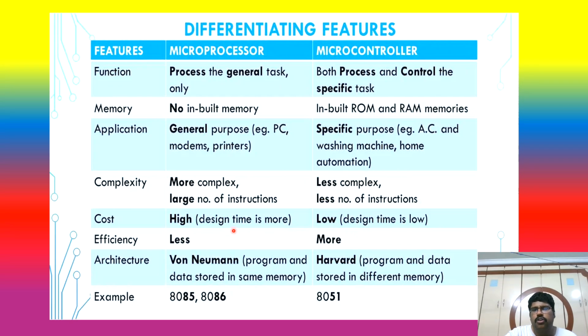So the cost of a microprocessor will be very high. It will be in the thousands, like 5,000, 10,000, 50,000, or 3,000, 2,000, depending upon the processor. An advanced processor may cost up to 8,000 or 10,000 also.